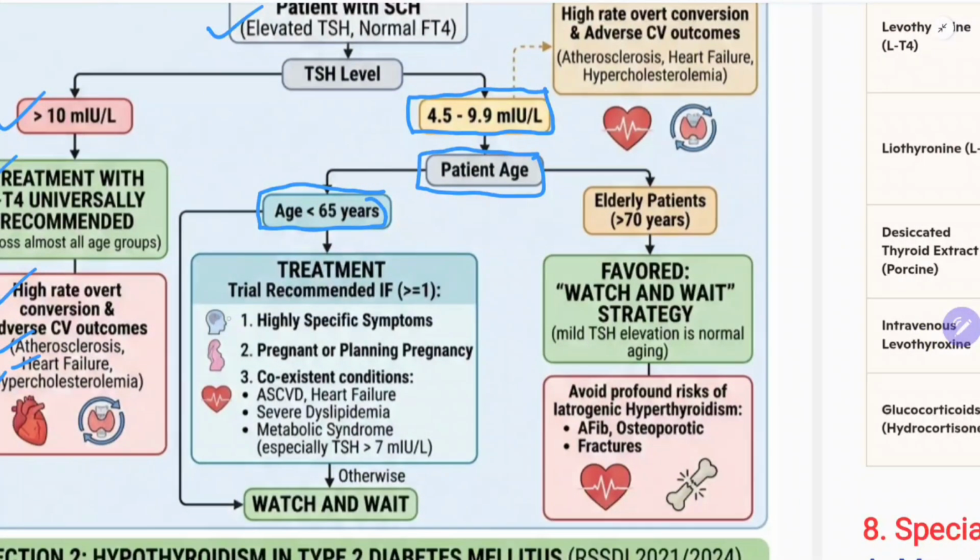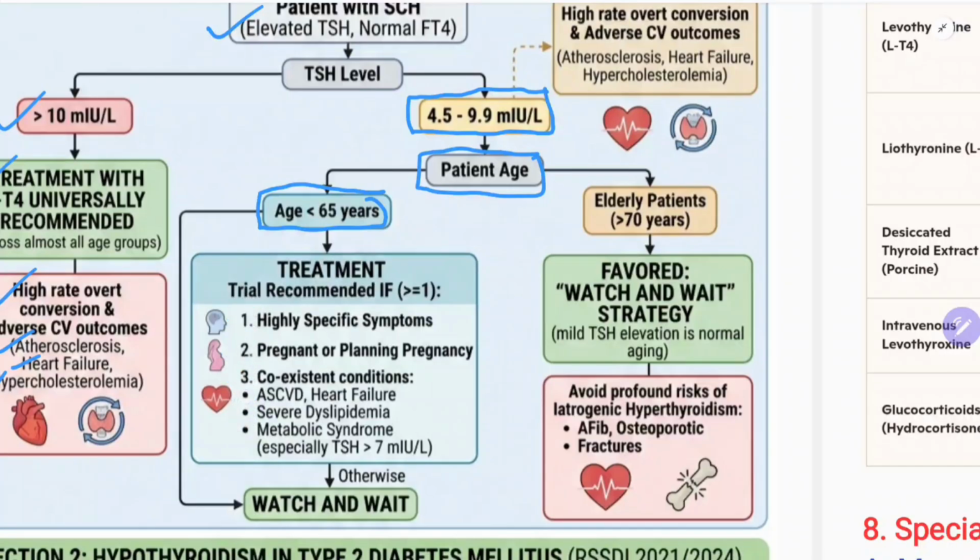What is one condition? The patient has highly specific symptoms for thyroid, or the patient may be pregnant or planning to become pregnant. Or the third one is coexistent conditions like atherosclerotic cardiovascular disease or heart failure, severe dyslipidemia, metabolic syndrome, especially when the TSH is more than 7 units per liter. With metabolic syndrome, the lipid profile will be bad, and the patient will be obese, may have diabetes, may have hypertension. So in these patients, especially if the TSH is between 7 and 10, you should start therapy.